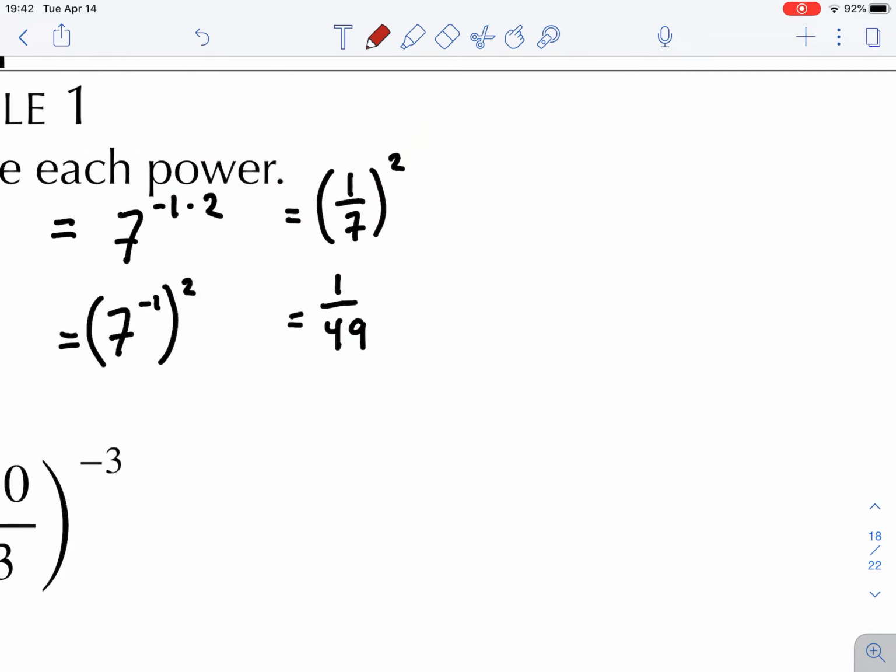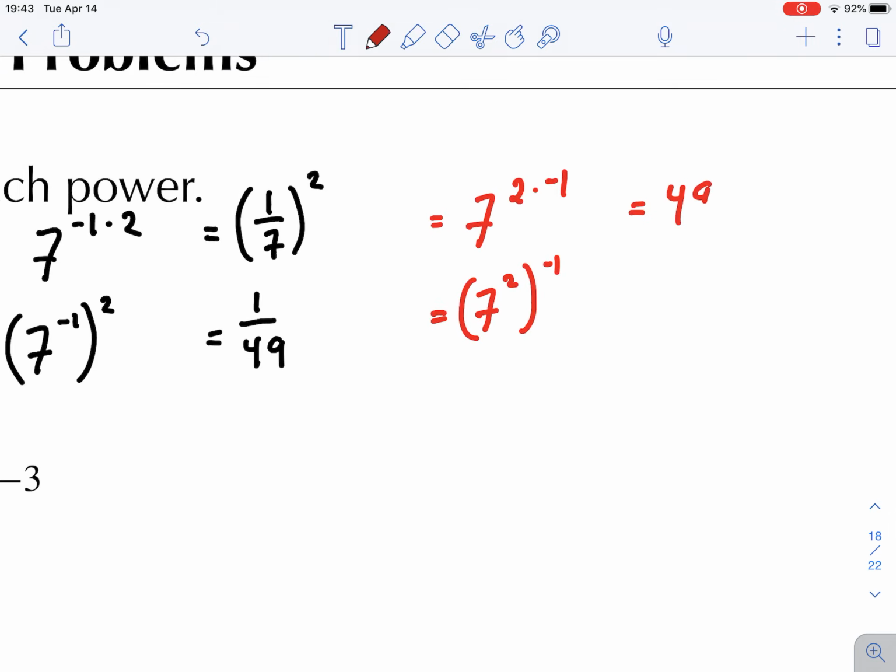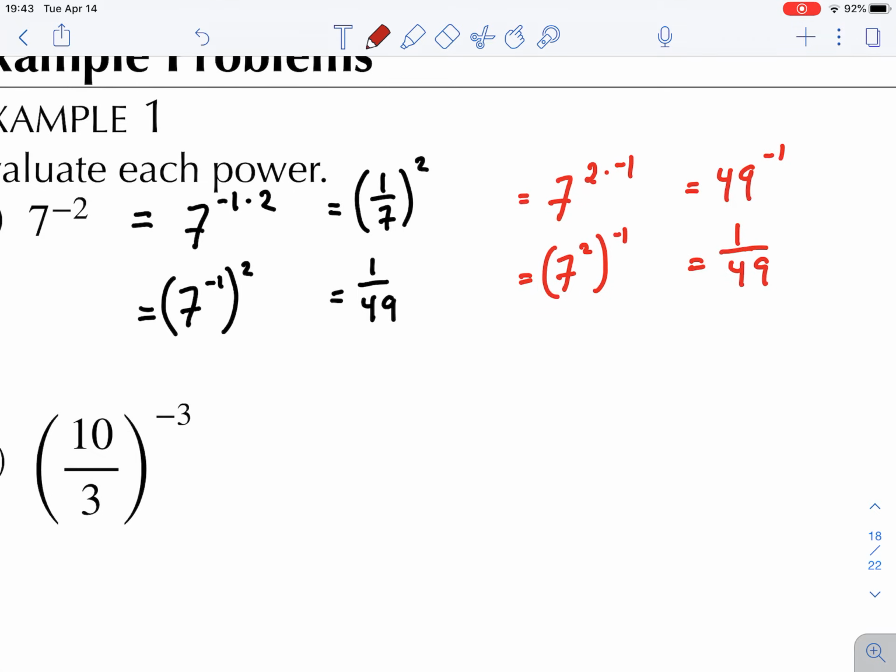Now, I'm just going to quickly show you here. You can do this the other way. 7 to the power of 2 times minus 1, which is equal to 7 to the power of 2 to the power of minus 1, which is equal to 49 to the power of minus 1, which is equal to 1 over 49. It doesn't really matter which part you do first. You can reciprocal it first and then square it, or you can square it first and then reciprocal. Generally, with whole numbers, it's easier to do it this way. With fractions, it's often easier to do it this way.